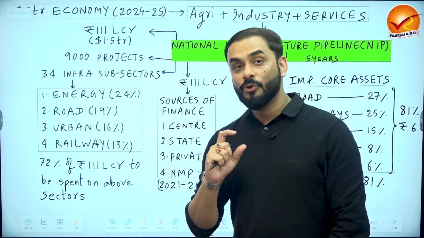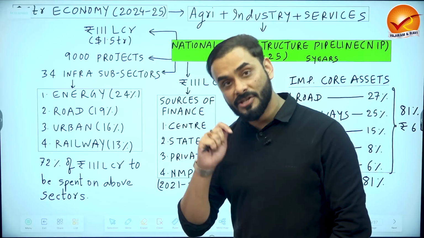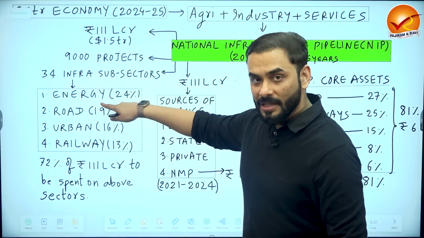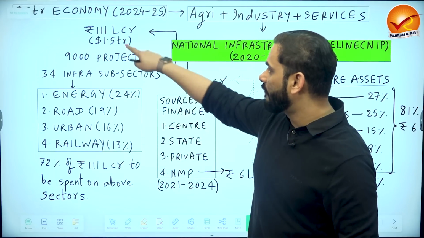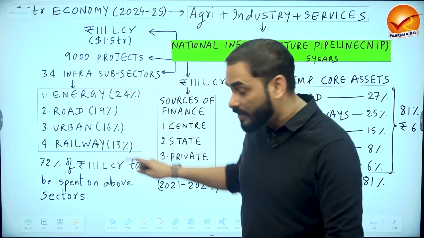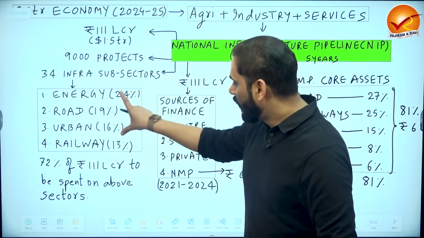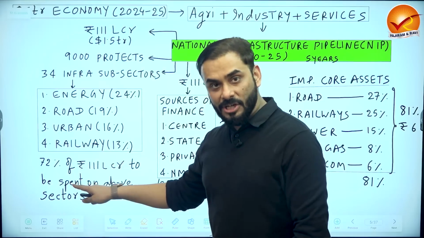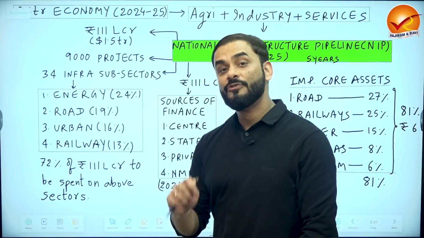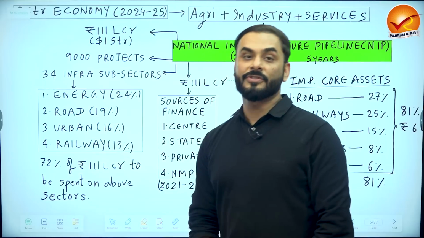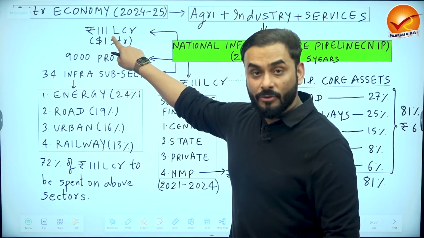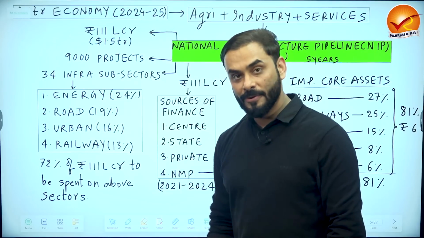But which are those infrastructure projects where maximum out of this money is going to be spent? So if you look at energy, here 24% of this money will be spent on energy, on road 19%, urban infrastructure 16%, railway 13%, which means if you add all these things, roughly 72% of 111 lakh crore rupees will be spent on these four infrastructures. All right, 72% of 111 lakh crore will be spent on these four.